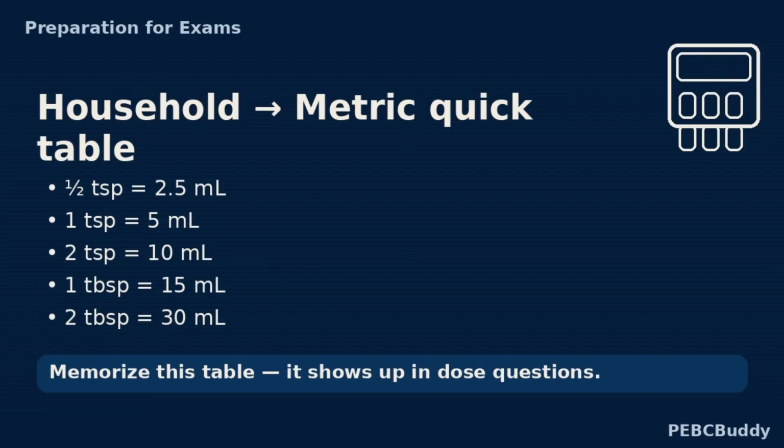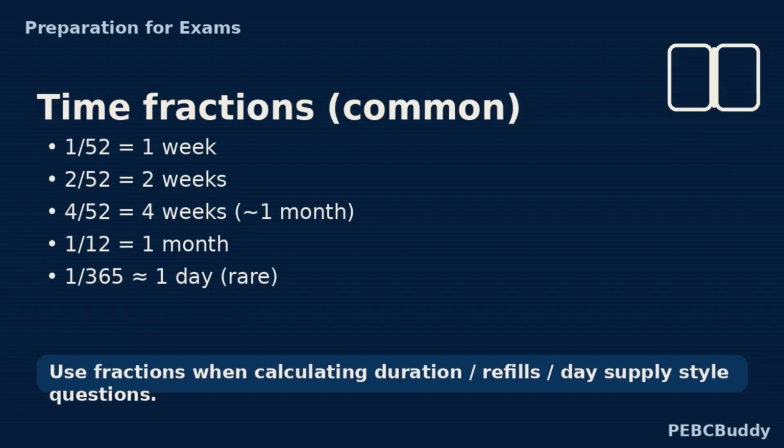1/2 teaspoon equals 2.5 milliliters. 1 teaspoon equals 5 milliliters. 2 teaspoons equals 10 milliliters. 1 tablespoon equals 15 milliliters. 2 tablespoons equals 30 milliliters. On MCQs, this helps you move fast without doing extra steps.